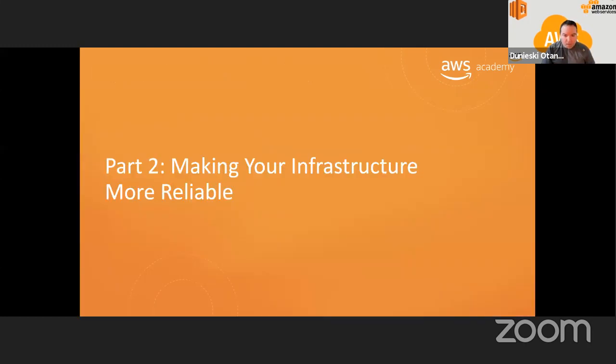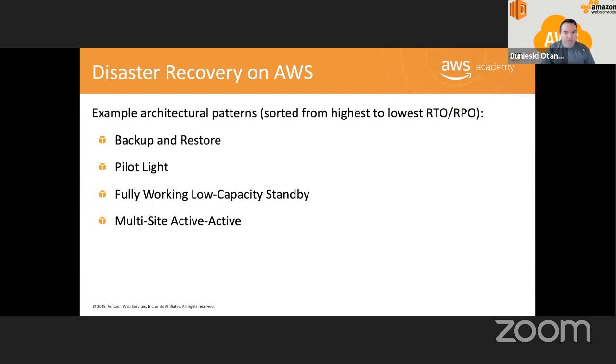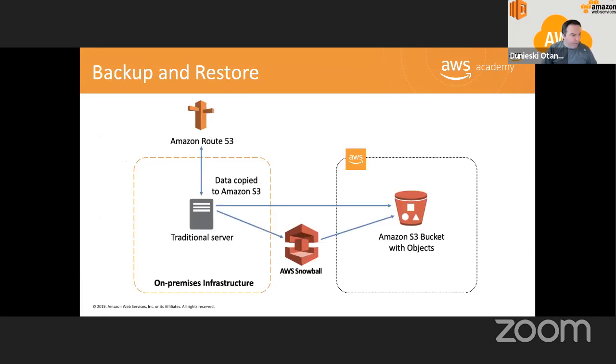Okay. So making your infrastructure reliable, disaster recovery in AWS. Example, architectural patterns sorted from highest to lowest RTO and RPO. We spoke about RTO and RPO before: backup and restore, pilot light, fully working low capacity standby, and multi-site active. These are 4 different ways to work with disaster recovery in AWS, right? So the first, we have here a diagram, right?